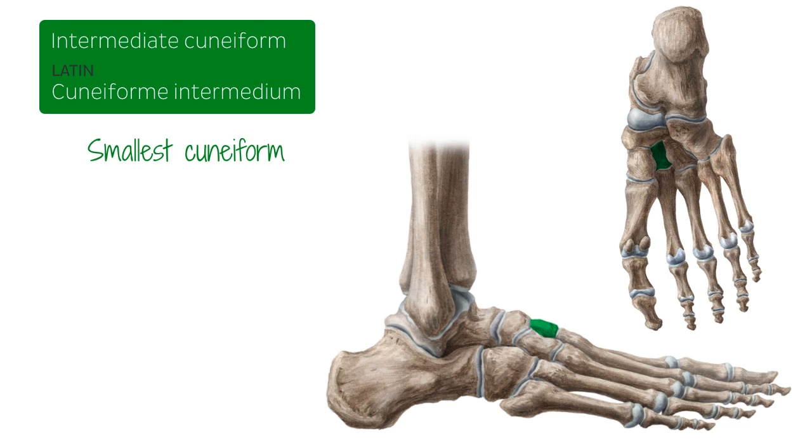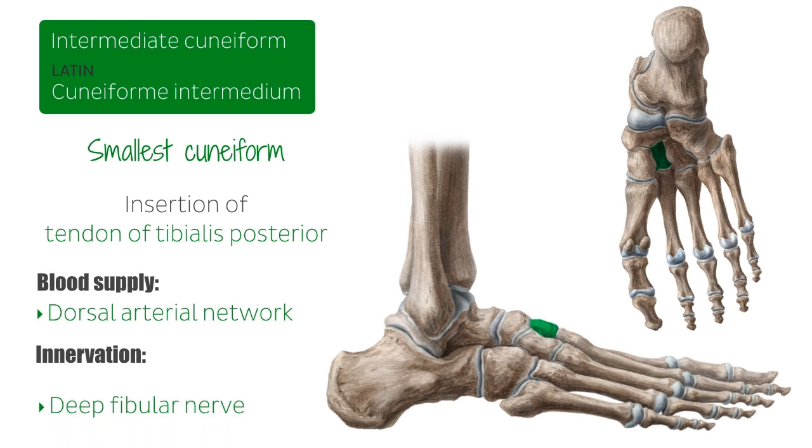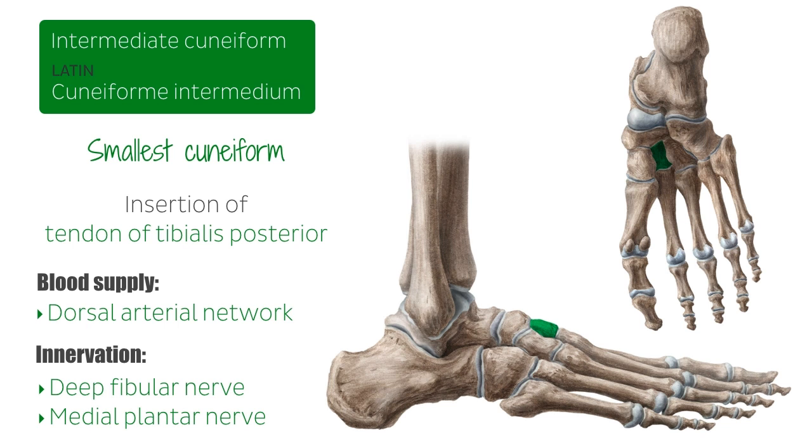The intermediate cuneiform provides a point of insertion for the tendon of the tibialis posterior muscle on its plantar surface, just around about here if you can imagine it on the other side. And the tibialis posterior does a bit of a mix of what the tibialis anterior and fibularis longus muscle do. That is, it inverts and plantarflexes the foot, which is very useful for those ballet dancers out there going on point. Like the medial cuneiform, the intermediate cuneiform receives arterial blood supply from the dorsal arterial network and is innervated by the deep fibula and medial plantar nerves.